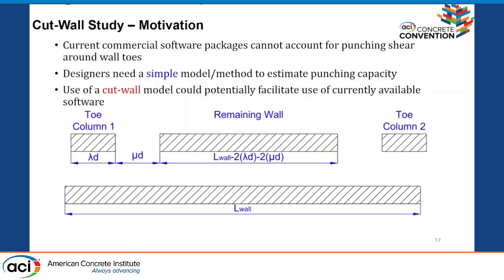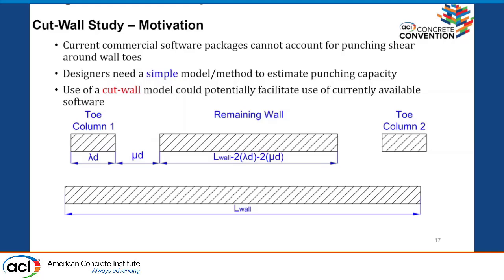So we thought maybe we can create a so-called cut wall model. Since there are no stresses in between, why don't we just remove this portion of the wall? And we did a study, and again, I'm not showing you all these studies and all these results. We did a study on what these parameters, lambda and mu, should be, so that the results from the cut wall model and the full wall model are almost the same.